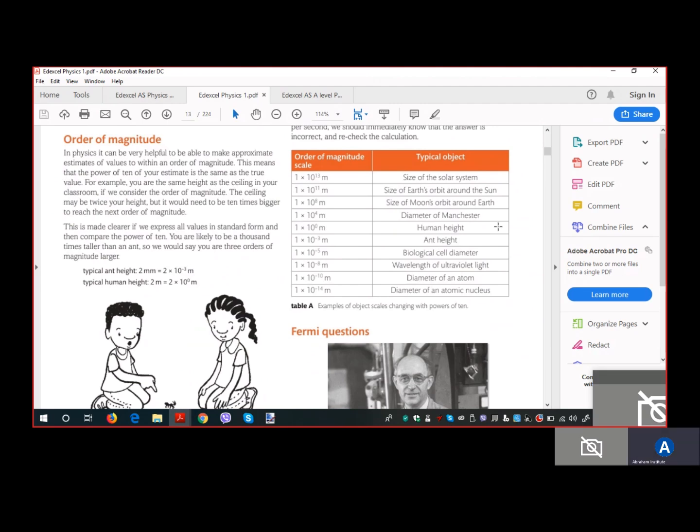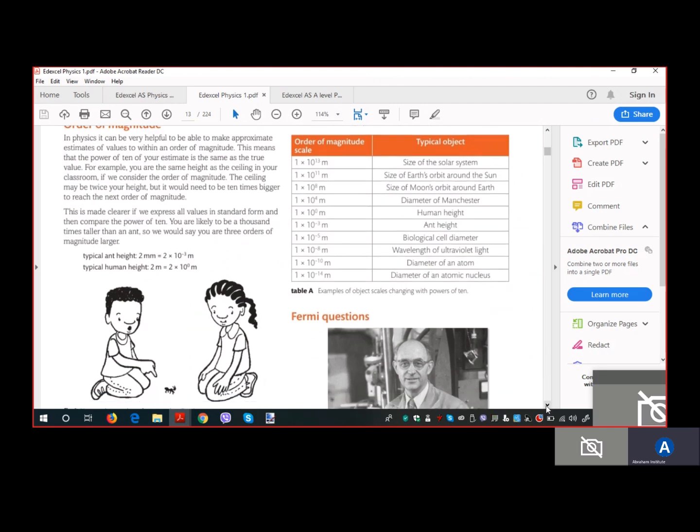Then the size of the solar system. So you can see how big that is, 10 to the power 11, 10 to the power 13 meters. This is for you to have an idea, because when you do a question and get an answer, that answer should be sensible. Otherwise, if you don't get a sensible answer, that means you have made a mistake.